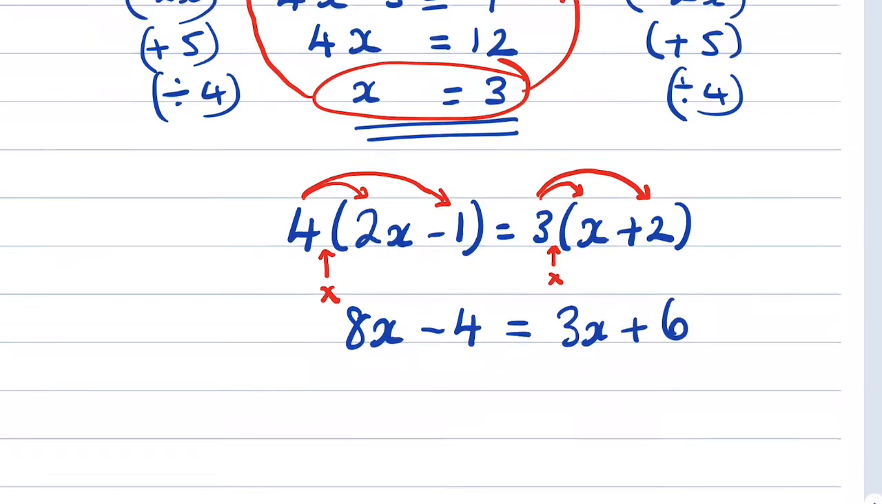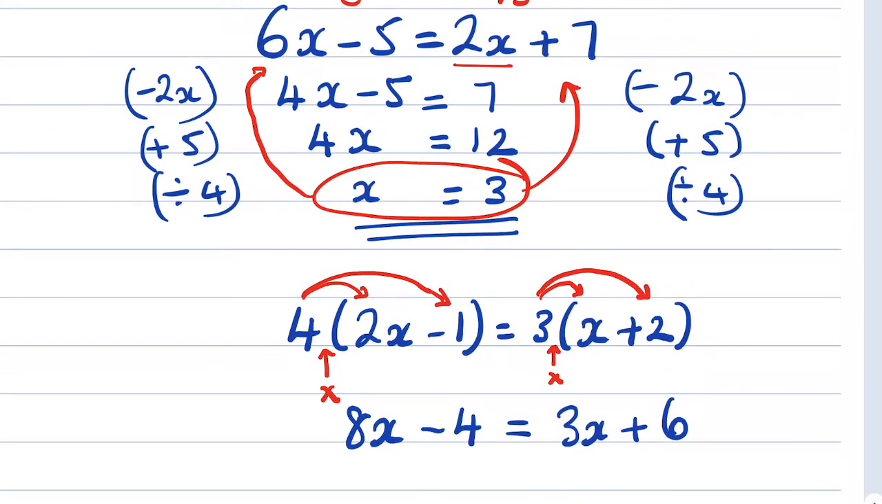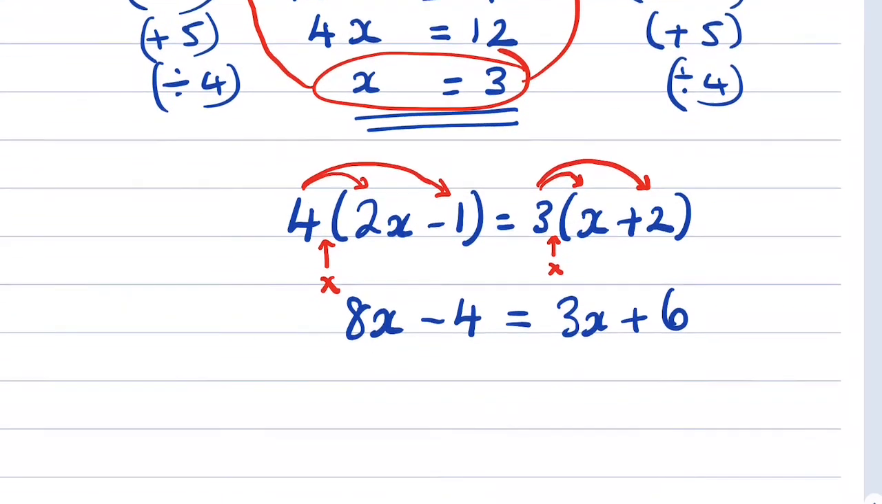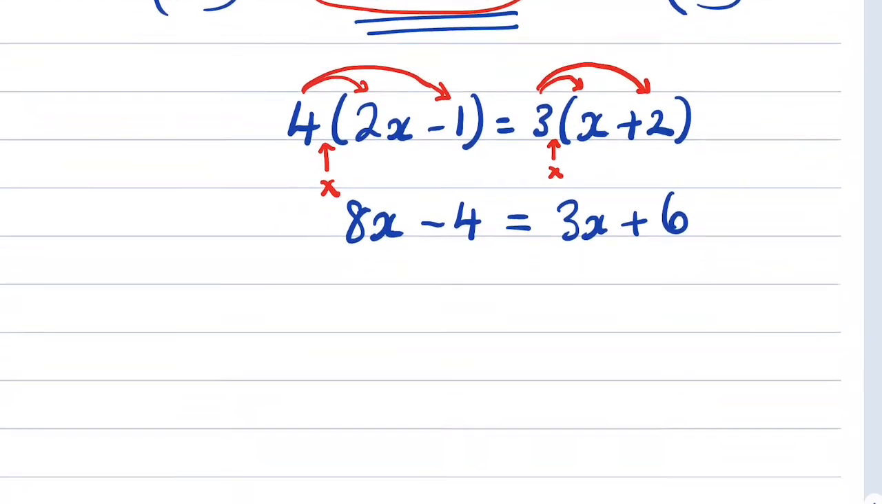Now, looking back, we had something like that in the earlier equation, that first one I did. So perhaps it looks a bit more straightforward now. The aim is still the same. We want to get the letter x on one side so we can work out the value of it.